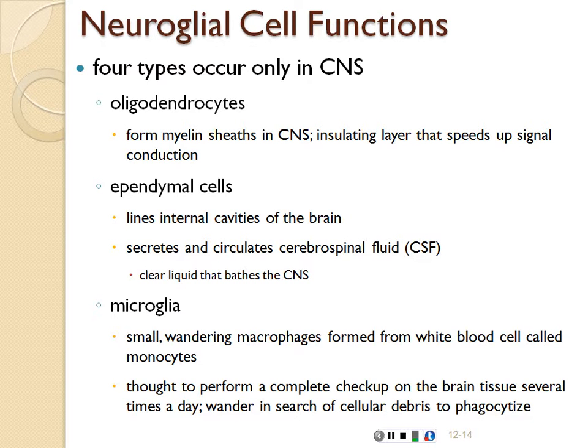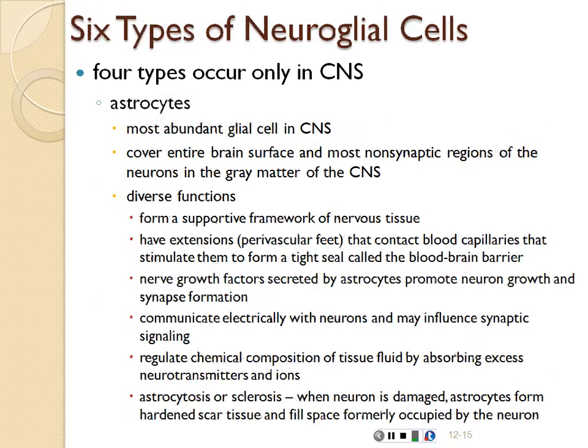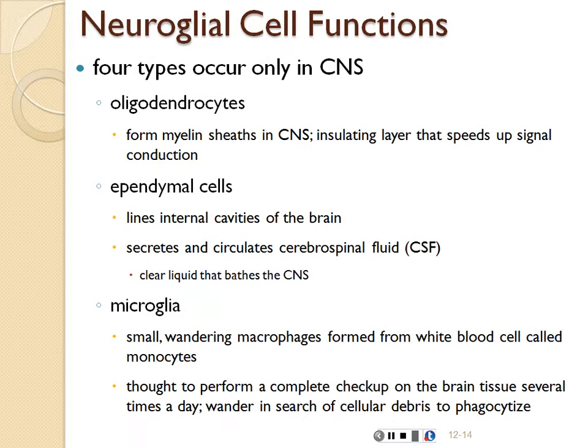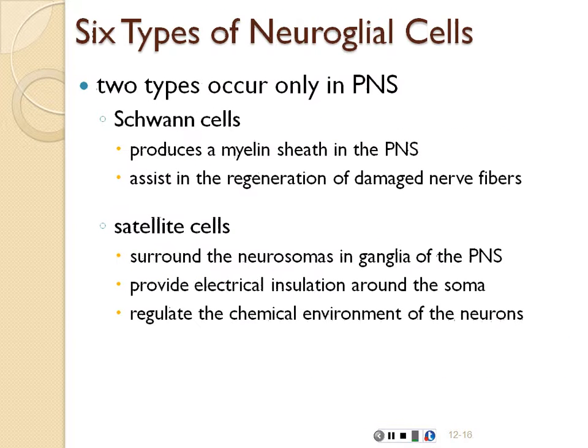And I don't expect you all to just memorize all of this. The main thing about oligodendrocytes and Schwann cells: one's in the CNS, the other's in the PNS. Look at their function. The function of oligodendrocytes is to form the myelin sheath in the CNS, and Schwann cells produce myelin in the PNS.